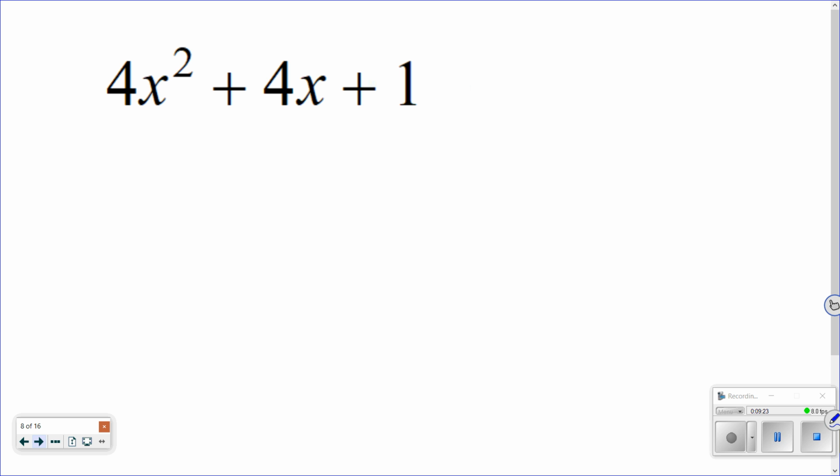Hey, let's do this last one. Do one more on your own. These are a little bit tricky, so try this last one on your own. So pause it, try it, and then come back.